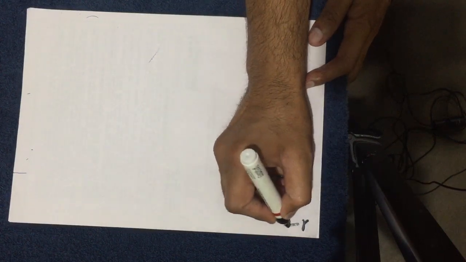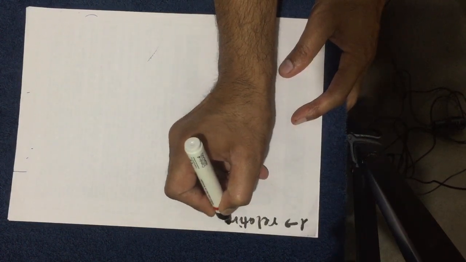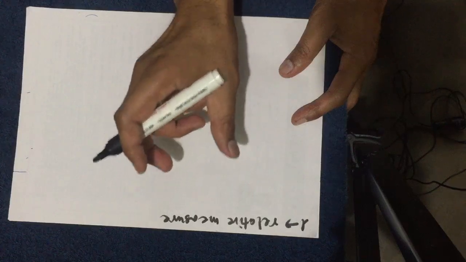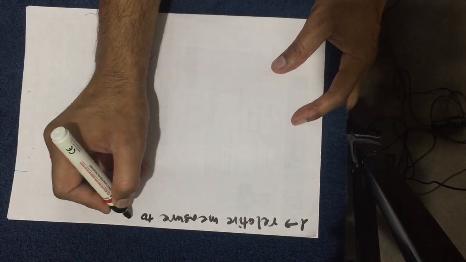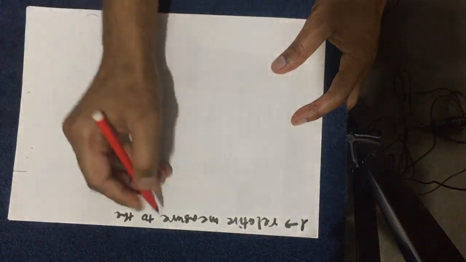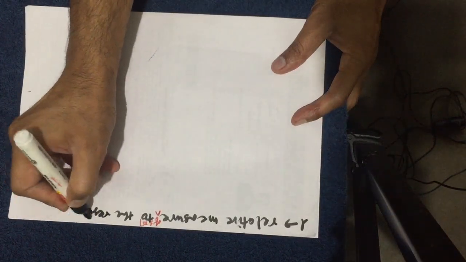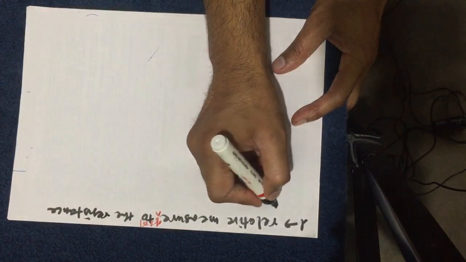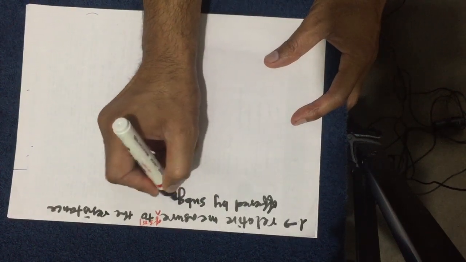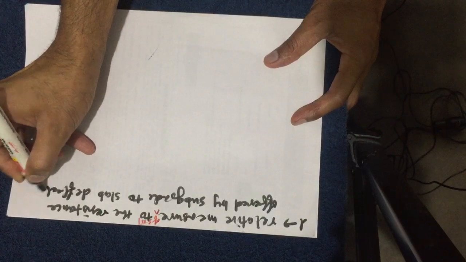Just write the definition of what these two things actually mean. So first is L. L is a relative measure of soil, the relative measure of the resistance offered by subgrade to slab deflection. The thing is very clear.